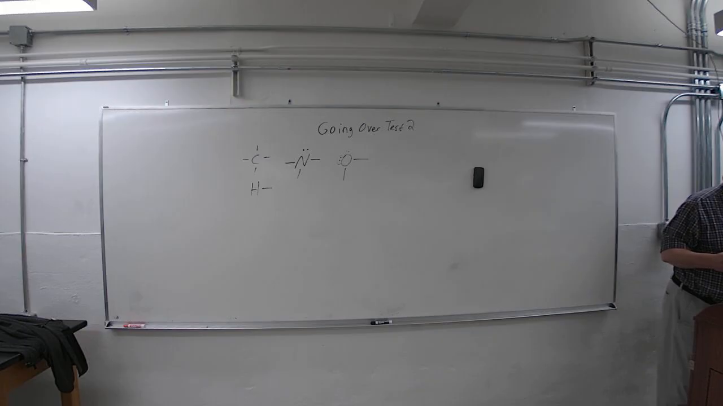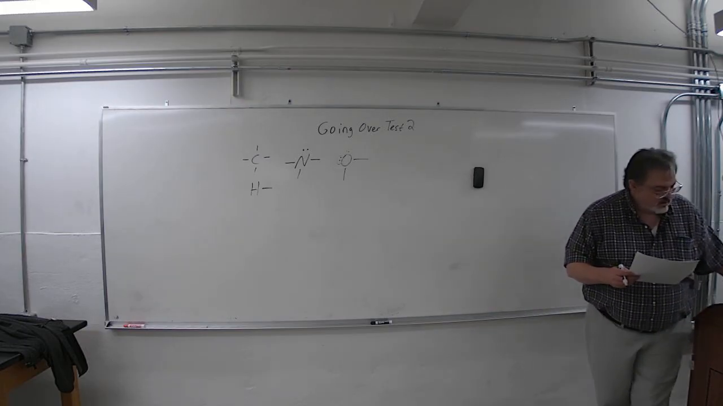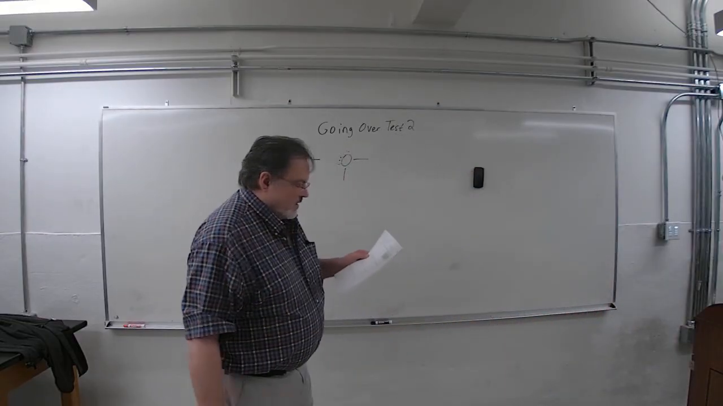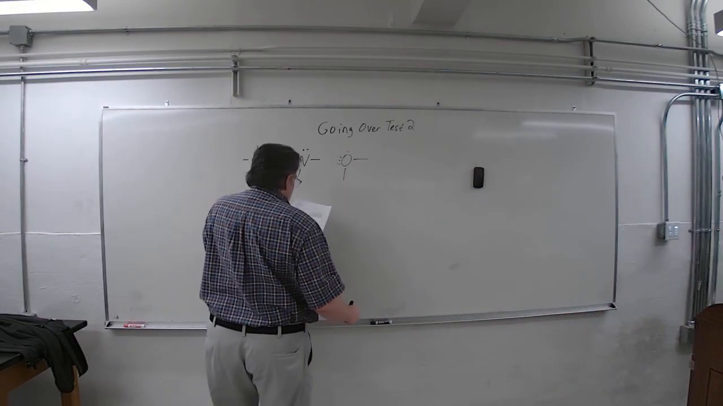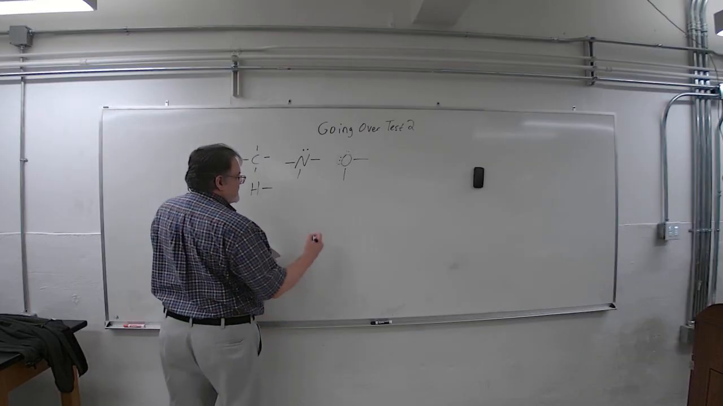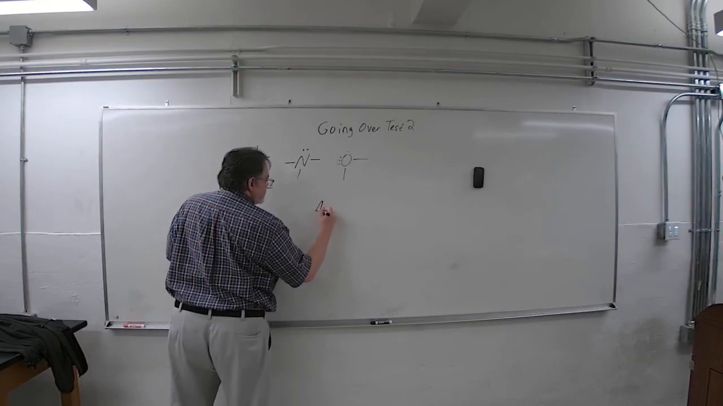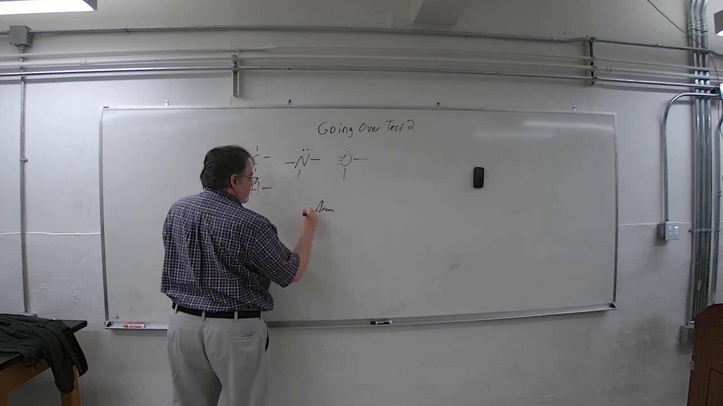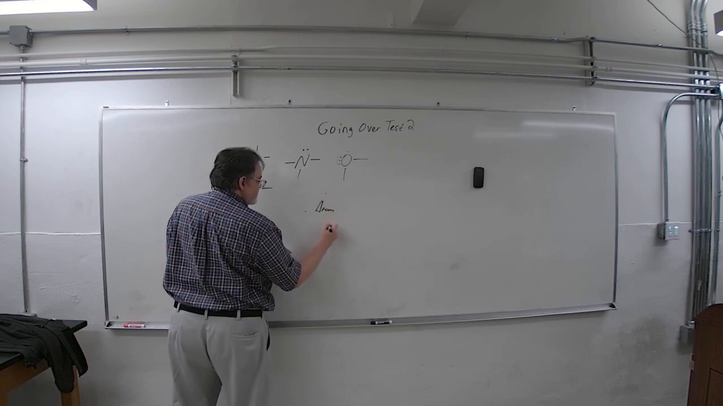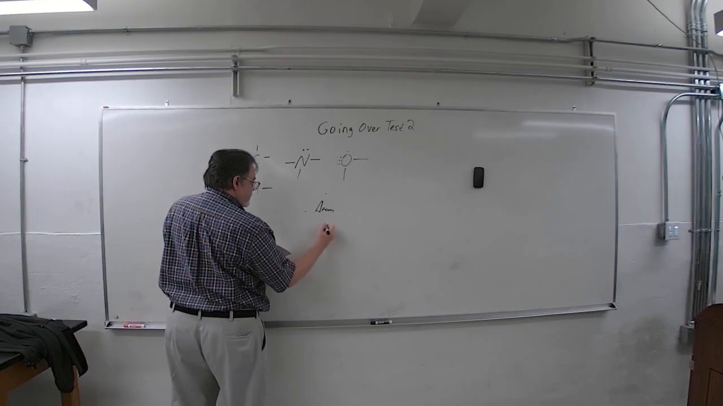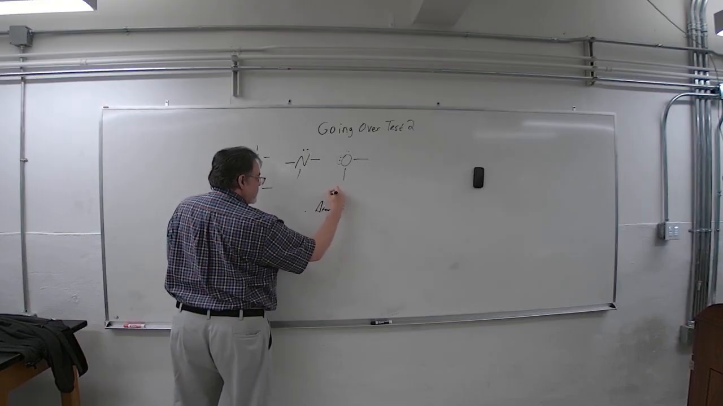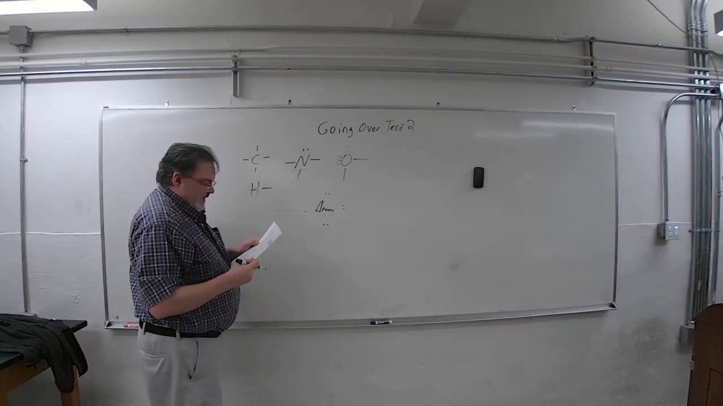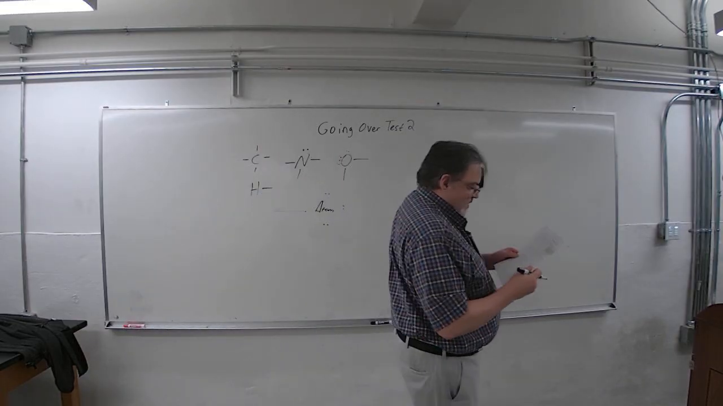And let's go ahead and finish it. An atom that has 7 valence electrons, 1, 2, 3, 4, 5, 6, 7, can make 1 bond. So the answer to that one should be A, 1 bond.